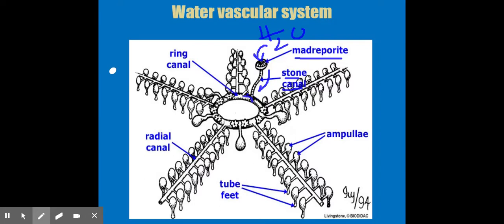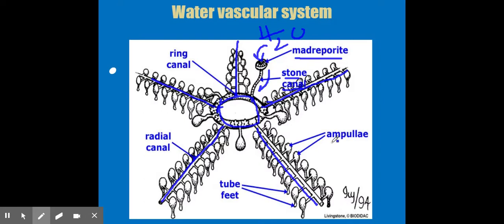That then is going to lead to a ring canal, which is shaped like a ring. So this is a ring-shaped tube, and it is connected to radial canals, which you can find going down the center of each ray or arm, being the same thing. So this is going to help water be transported all around the whole body of the sea star. So water comes in the madreporite, through the stone canal, to the ring canal, to the radial canals, which lead to each arm and ray. Then the tube feet are connected to that.